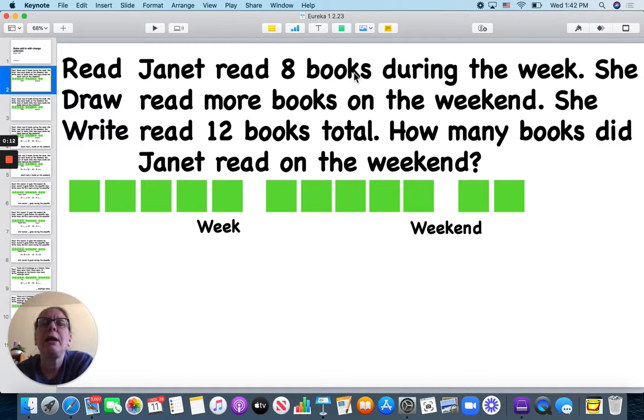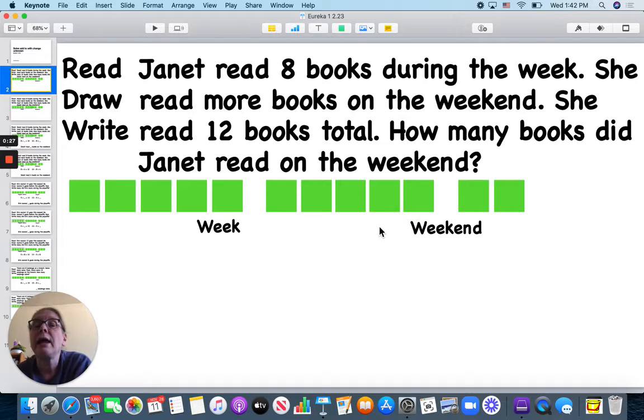Janet read 8 books during the week. She read more books on the weekend. She read 12 books total. How many books did Janet read on the weekend?